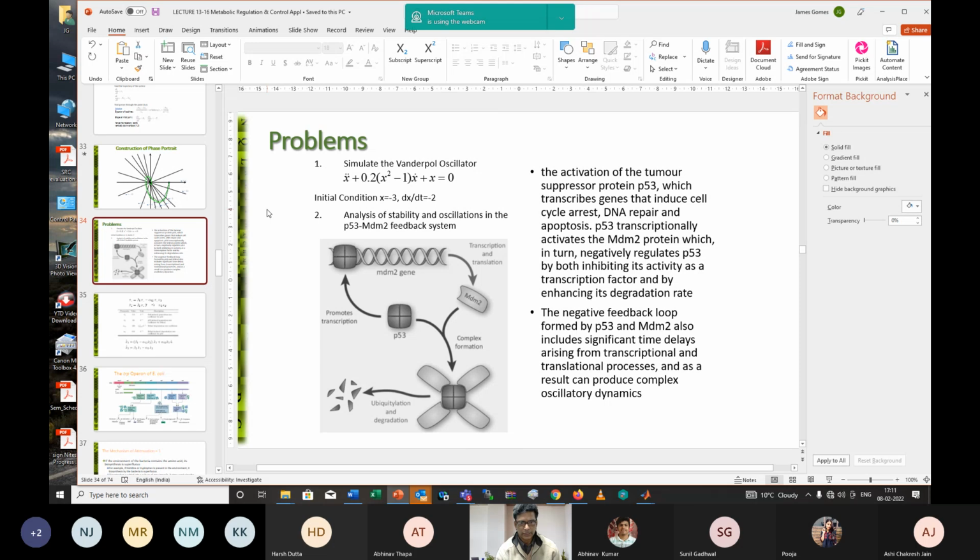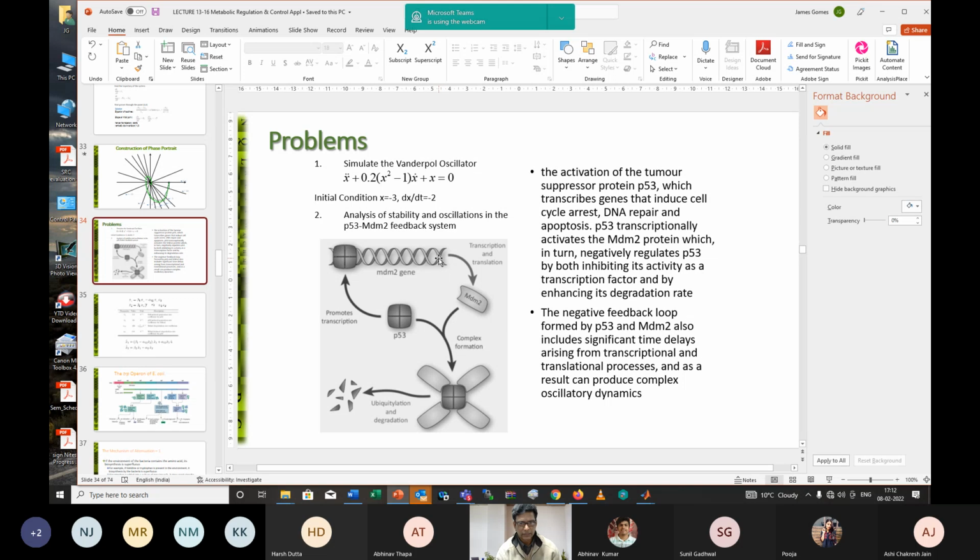There are 3 more examples that I'll show, but we'll not go through every one of those. So this is an example of how the DNA repair mechanism works. It shows you the activation of a tumor suppressor protein P53, which transcribes the genes. And this would induce cell arrest, DNA repair, and apoptosis. And then P53 again activates this protein, MDM2, which in turn negatively regulates this.